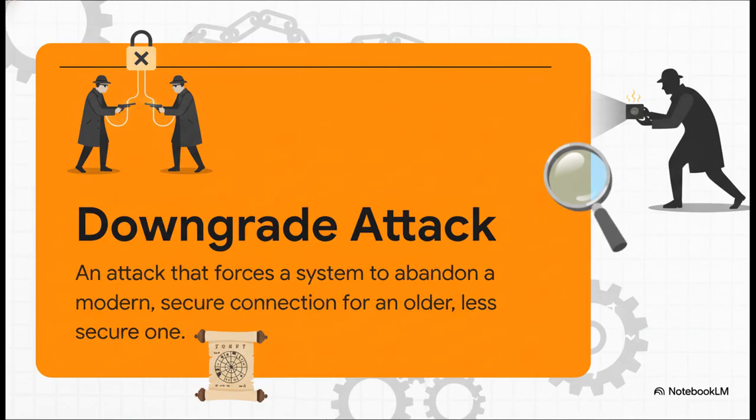Okay, picture two modern spies who know a top-secret unbreakable code. An attacker can't crack it, it's just too strong. But what if that attacker could trick the spies into thinking they can only talk using some ancient, easily cracked code that they both just happen to know from their training days? That's a downgrade attack. It forces your browser and the server to fall back to an old, vulnerable version of TLS, making it super easy to spy on.